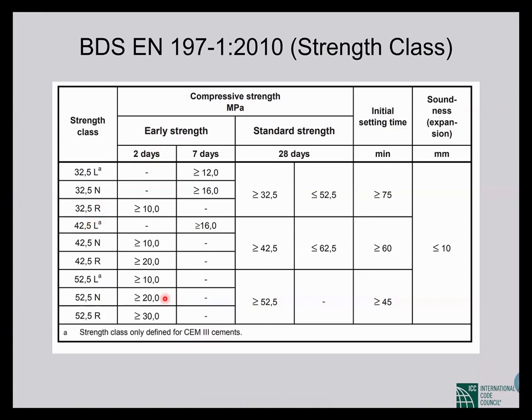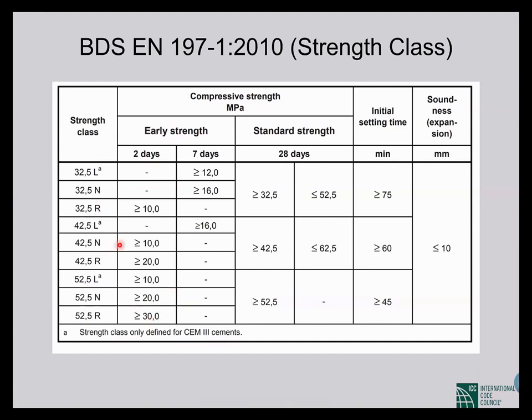So you can understand, looking at these, the early strength in 2 days. Remember, in EN standard, the test is done after 2 days and after 7 days. But in ASTM standard, the tests are done after 3 days and after 7 days. That's why in EN standard, the early strength is mentioned in terms of 2 day strength. So in case of N, it must be more than 10 megapascal for 42.5. And for R variety, it must be more than 20 megapascal. Oh, sorry. In 52.5, in case of N, it must be more than 20 megapascal, and in case of R, it must be more than 30 megapascal.